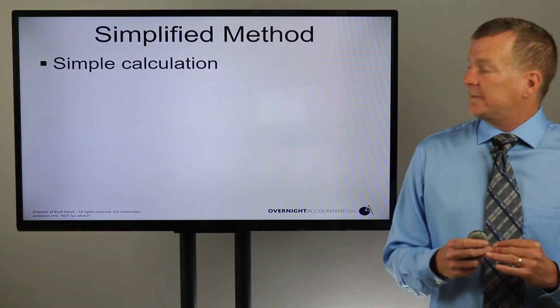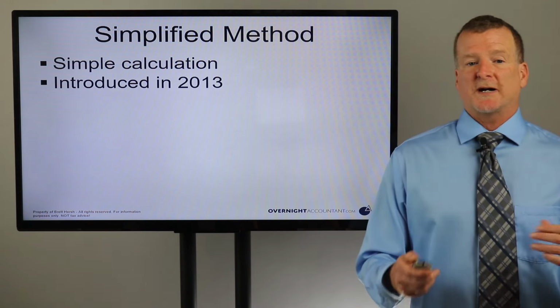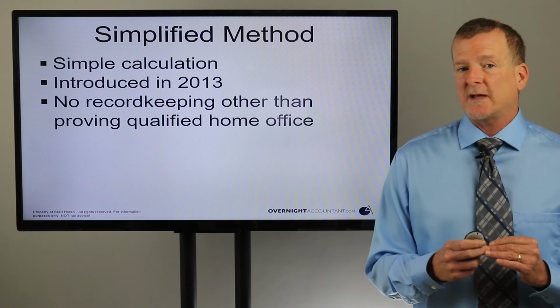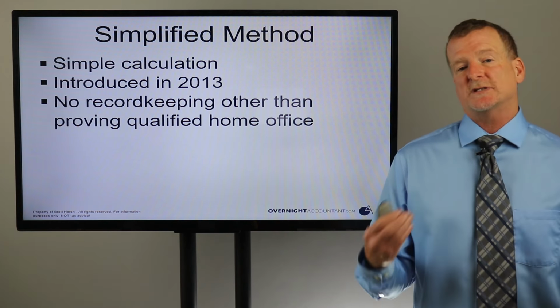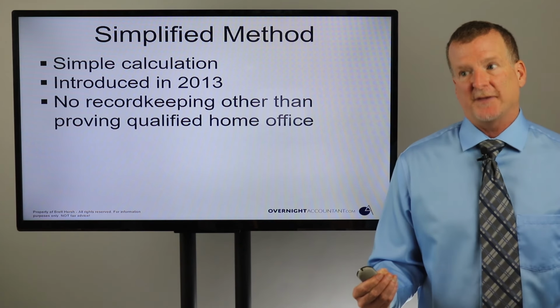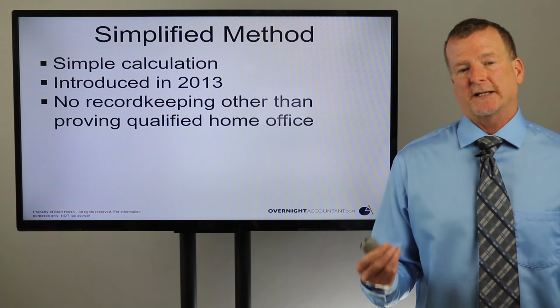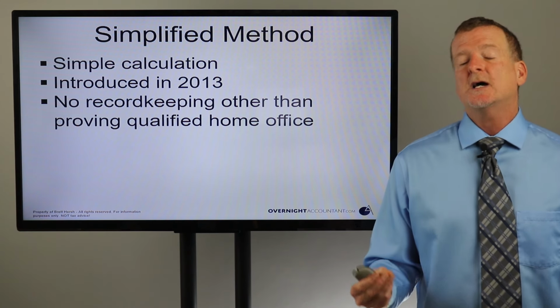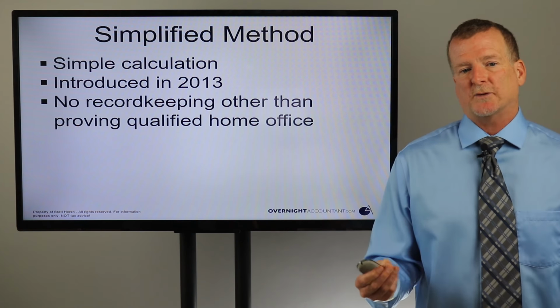The simplified method is a simple calculation. That's, of course, why it's called simplified. It was introduced in 2013. You don't have to do a lot of record keeping with it. And one of the reasons it was introduced in 2013 is because people are horrendous with the actual cost method. It's pretty complicated. You've got to depreciate your house. You probably want to have a professional help you with the actual cost method, but we'll discuss that when we get to the actual cost method.